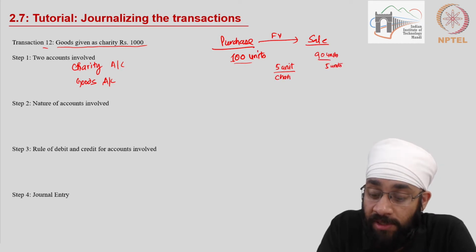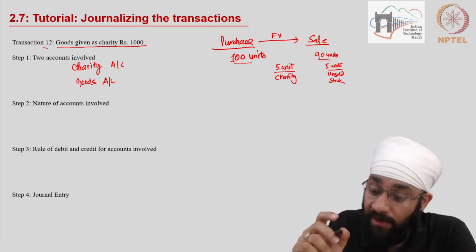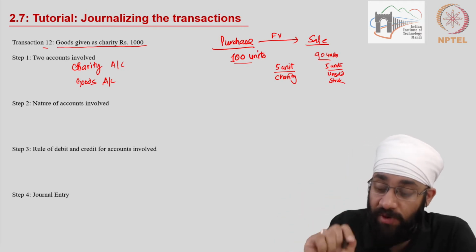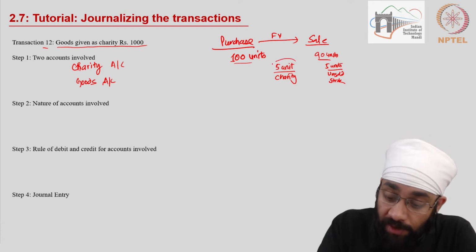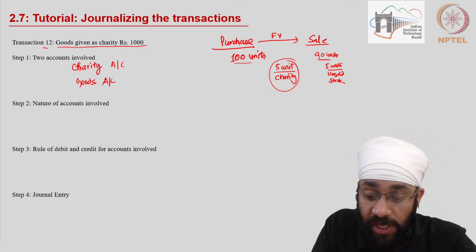So this is charity and this is unsold stock, which is also called closing stock. I introduced you to a new term here. We'll talk about closing stock more later. So we're talking about these 5 units which are being given away as charity.